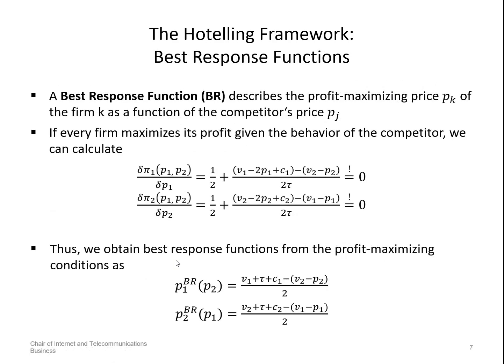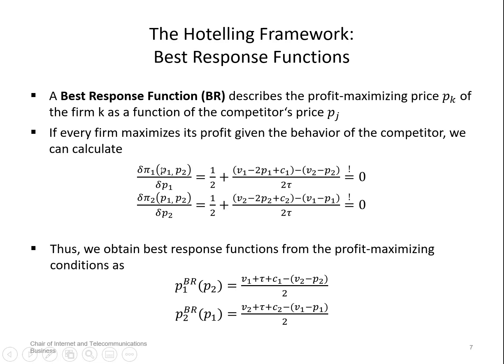Then what we can do is basically take the first order conditions, which allow us to get the best response function. What are those? A best response function describes a profit maximizing strategy, pk, of a firm k as a function of its competitor's price, pj. So given the competitor's price, what would be my best response? What is my response that would give me the best profit? Okay, maximizing profit.